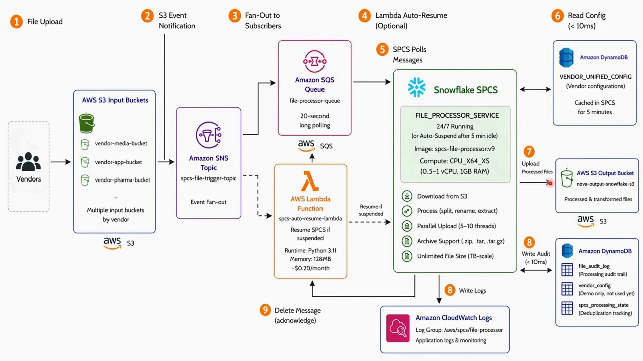One of the biggest advantages of the architecture is cost. Running SPCS 24/7 costs about $130 per month. With auto suspend enabled, it reduces the cost extremely. That's why nearly a 60 to 70% reduction in cost is achieved without compromising scalability.